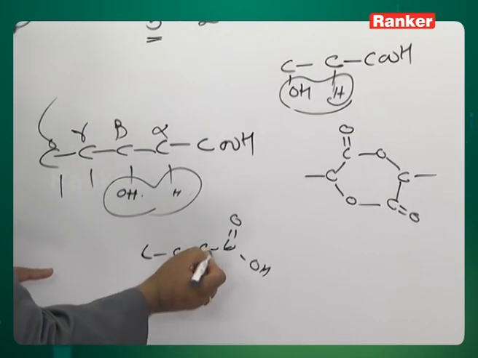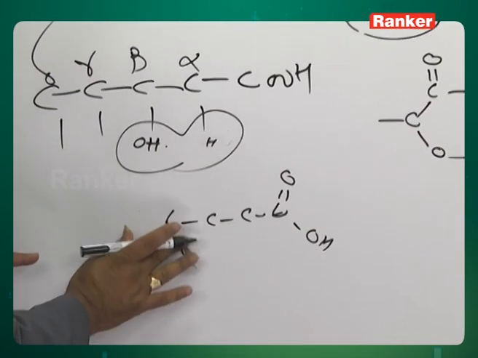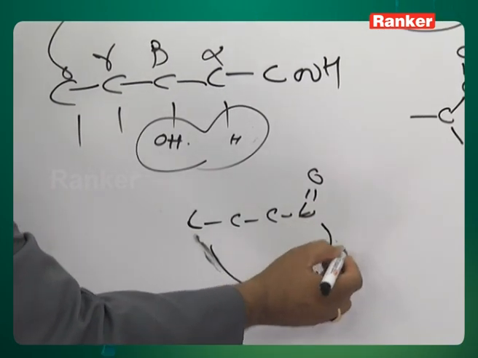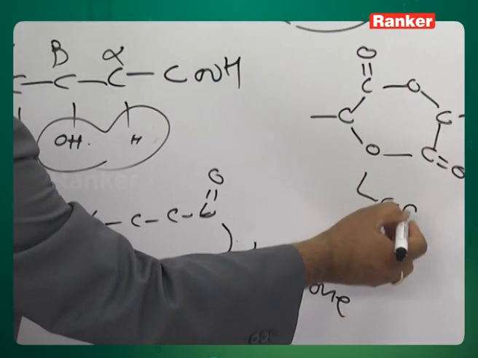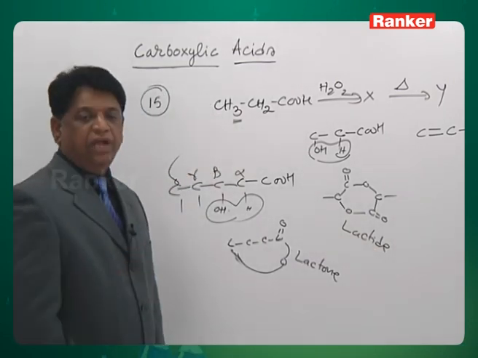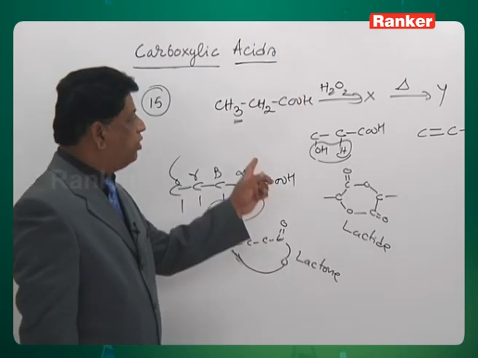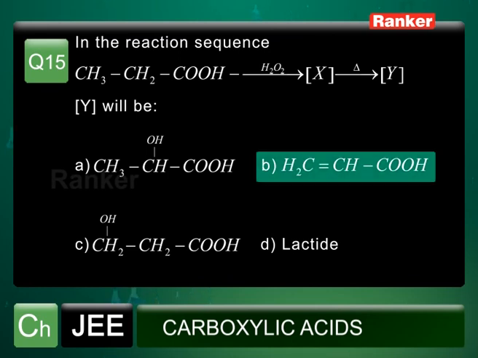COOH. So, alpha, beta, gamma. If gamma OH is there, this and this will react, and a cyclic ester is formed. That is called what? Lactone. This is called what? Lactide. So, lactide is formed through the alpha hydroxy acid, but X is a beta hydroxy acid, therefore you will get an unsaturated acid, that is, alpha, beta unsaturated acid. That is the concept here. So, the answer will be B.